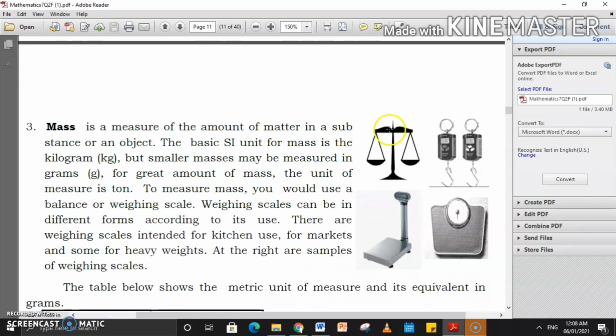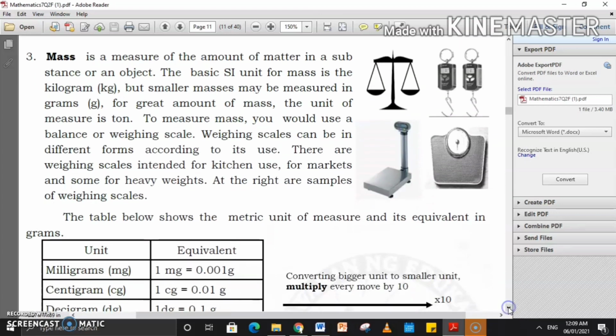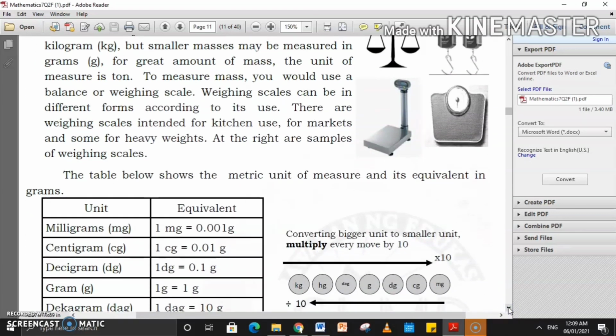Ito, at the right. These pictures at the right. So it can be in different forms according to its use or according to its purpose. Meron tayong weighing scales used for kitchen. Meron tayong weighing scales used for markets, yung mga nakikita nyo sa palengke. And syempre, kapag yung iba na talagang kailangan ng mabibigat ang titimbangin. So, the table below shows the metric unit of measures and its equivalent in grams.